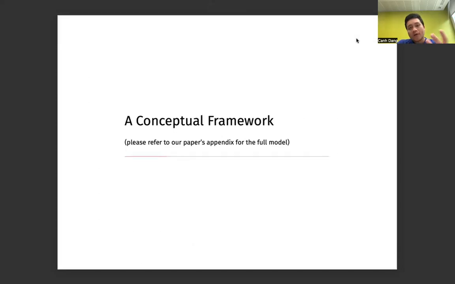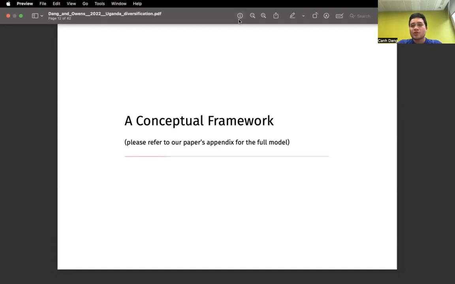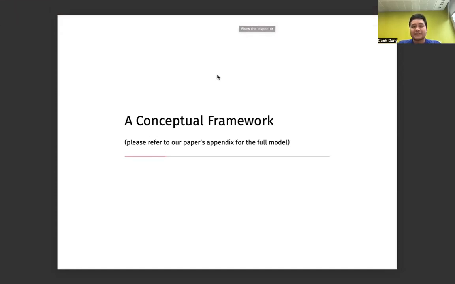Okay, now I'm going to talk about the conceptual framework. In this case, I'm going to give you the broad intuitive approach to our conceptual model. For the full details, please refer to our paper appendix for the full model.